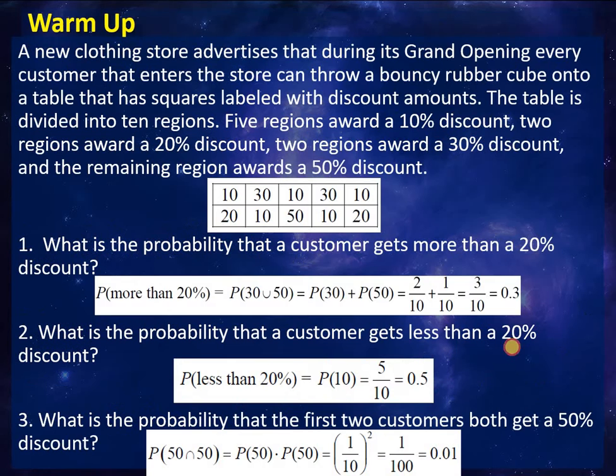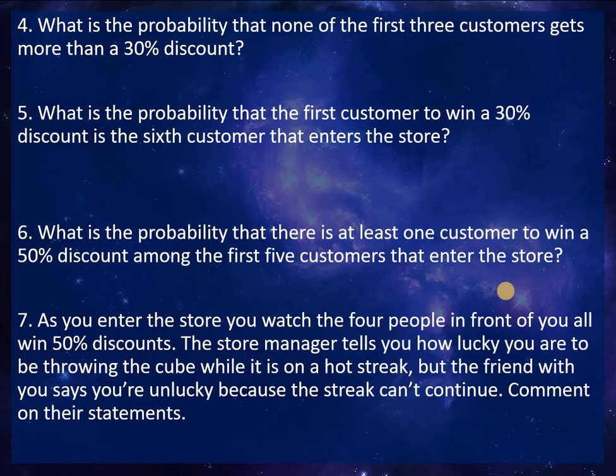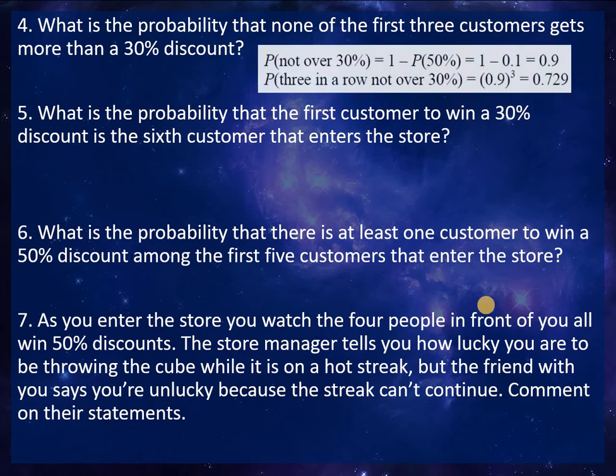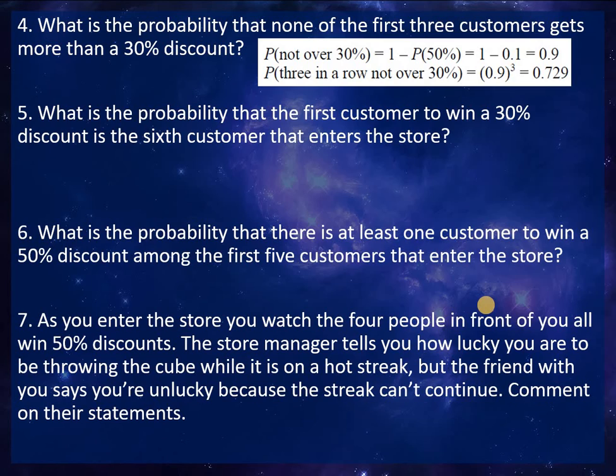Still going on with this, the probability that none of the first 3 customers gets more than a 30%. How many of them are more than 30%? Just the one. 50 is the only one that's more than 30%. And we're saying none of them get more than 30%. So how many total fit in that category? Don't get more than 30: 9. If one of them is more than 30, that means 9 of them are not. So I'm saying not more than 30, not more than 30, not more than 30. So that's 0.9 to the 3rd power.